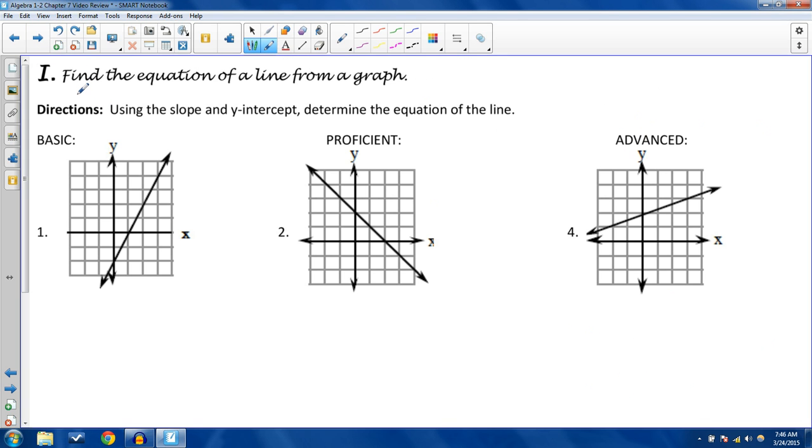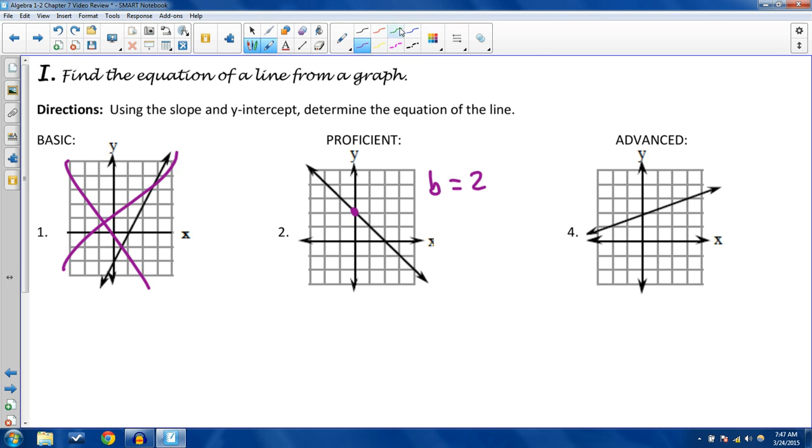I really apologize. Find the equation of a line from a graph using slope and y-intercept to determine the equation of a line. Okay, y-intercept here on number... Oh, basic, I'm skipping. Sorry. Time conscious. The y-intercept here is positive 2, so your b is 2.